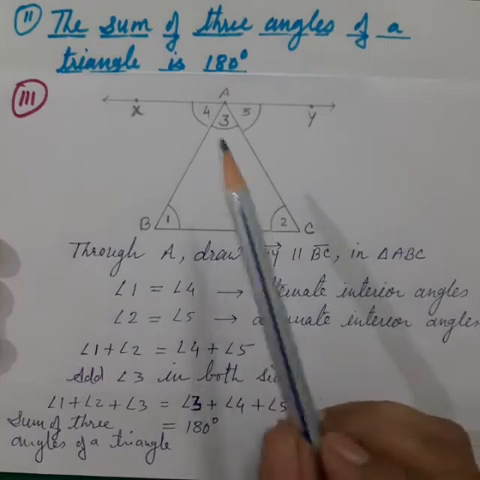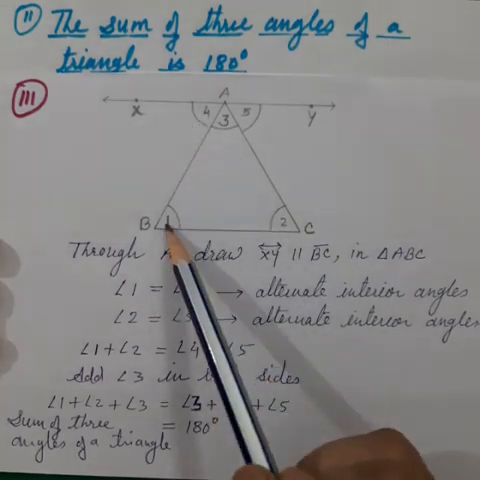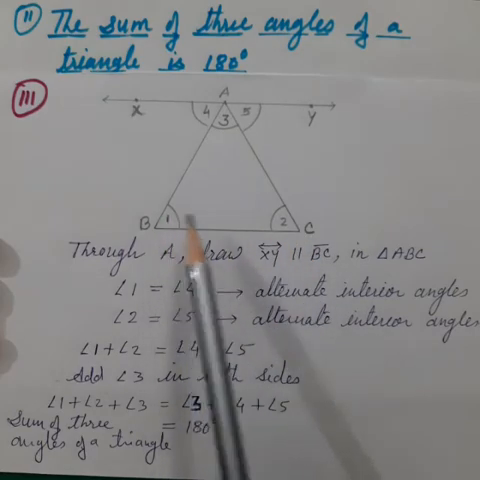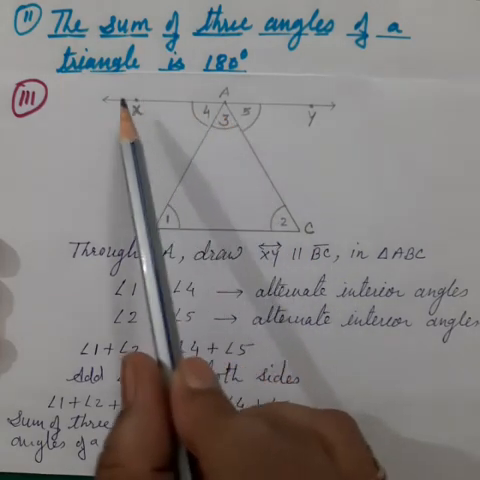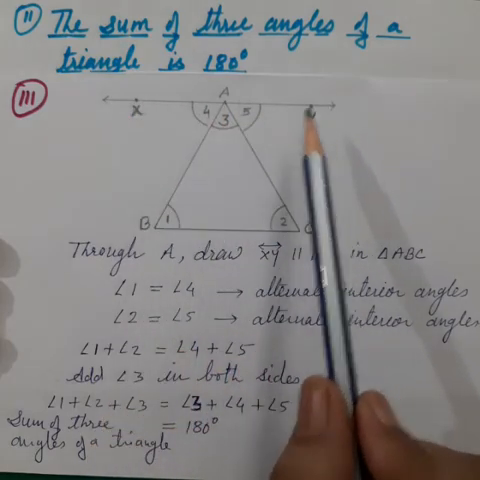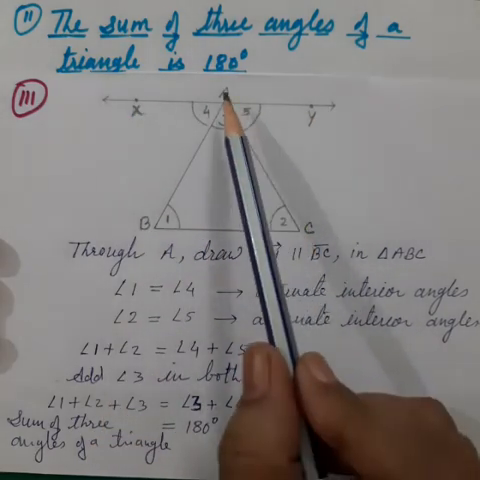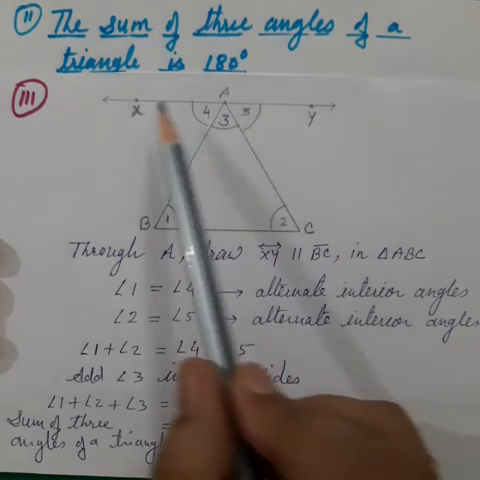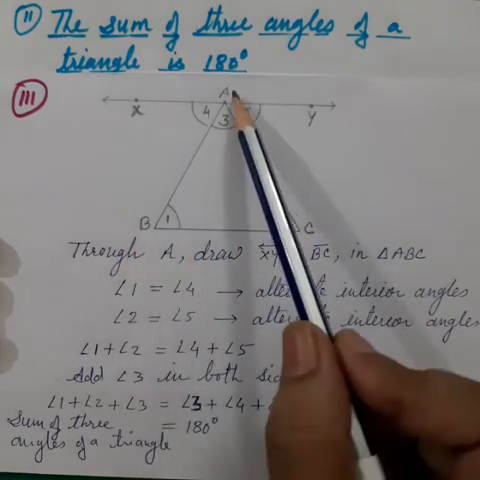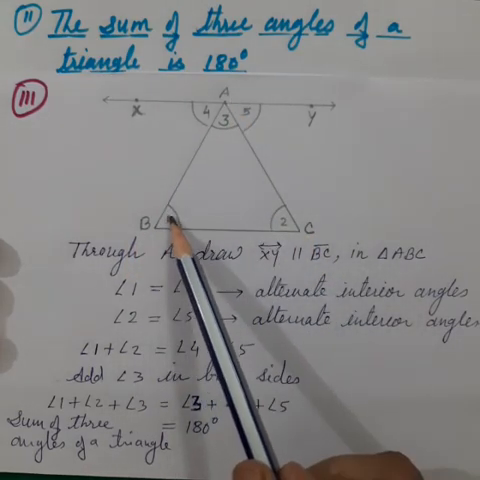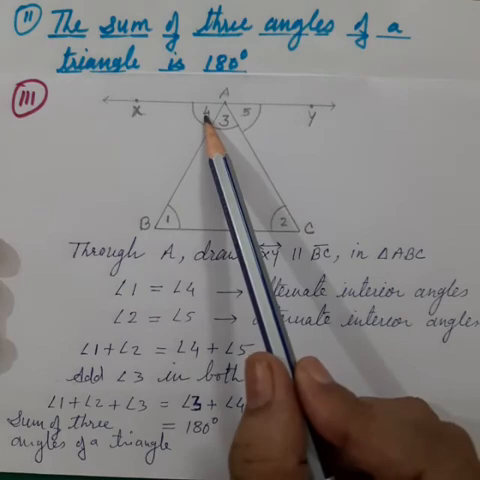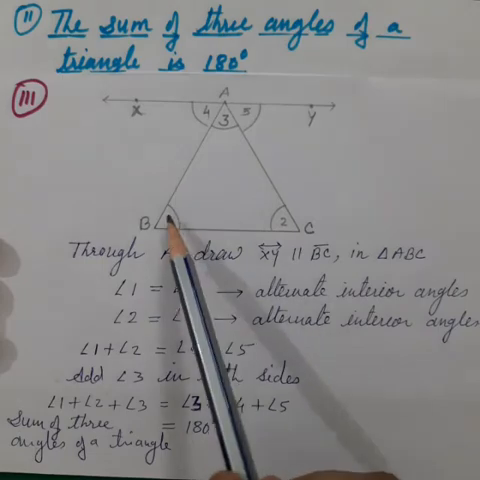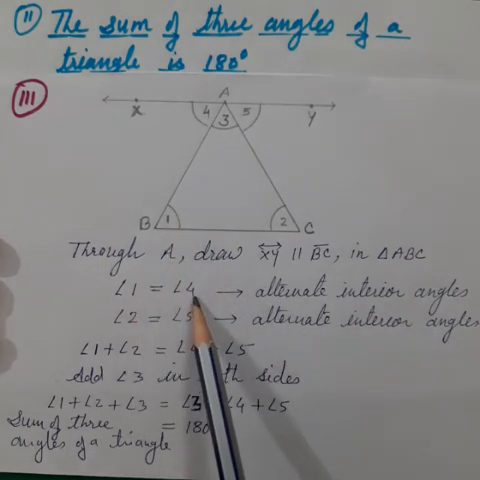We can use the angles formed by a transversal also. So here draw this triangle ABC, name its angles as angle 1, angle 2, angle 3 and draw this line XY parallel to the side BC passing through vertex A. Name this angle 4 and this angle 5. Now see, XY is parallel to BC and AB is the transversal. So angle 1 and angle 4 are alternate interior angles and because these two lines are parallel, these alternate interior angles are equal. So angle 1 is equal to angle 4.